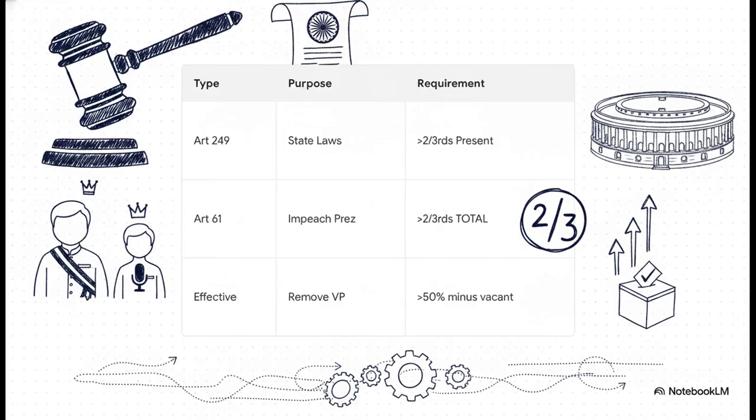To remove the head of state, you need 2/3 of the total strength of both houses, not just who is present, total strength. That means 362 votes in the Lok Sabha. That is an insanely high bar. There's also the effective majority, used to remove the vice president or speaker, and Article 249, which lets the Senate temporarily make laws on state matters if the Rajya Sabha agrees it's in the national interest.